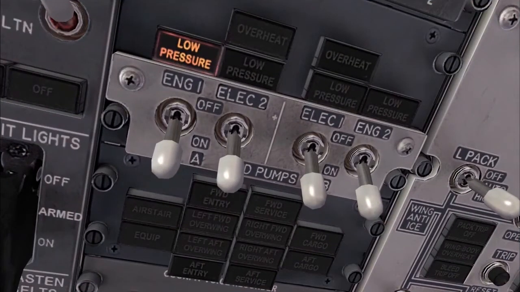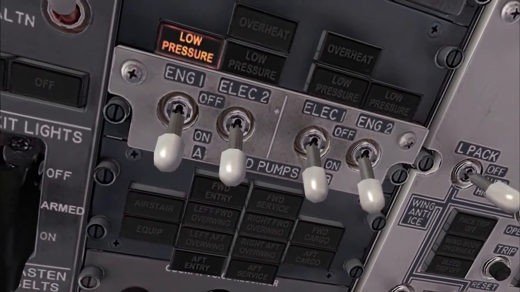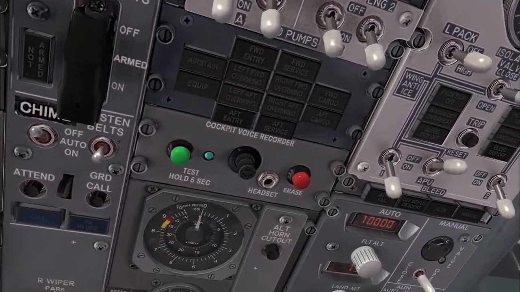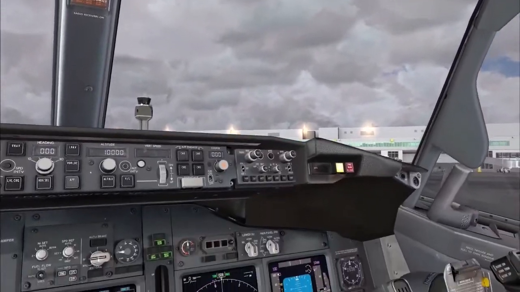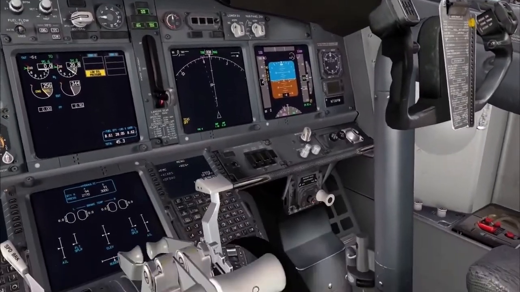All 4 hydraulic pump switches have low pressure lights. Each pump has a pressure switch downstream, which is tripped when pump output pressure decreases to less than 1300 psi. This triggers the related low pressure light.